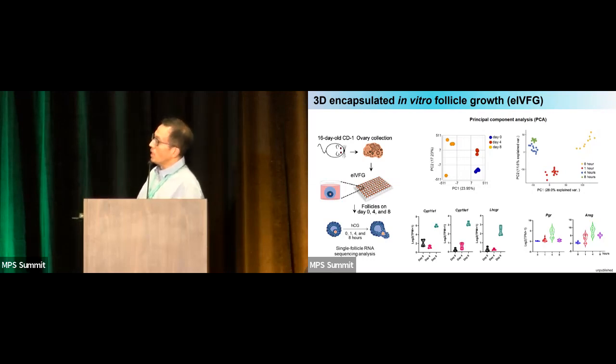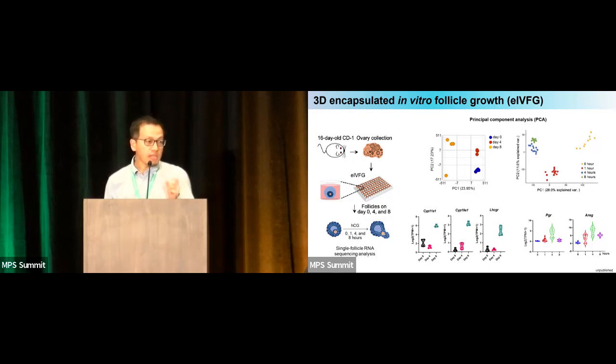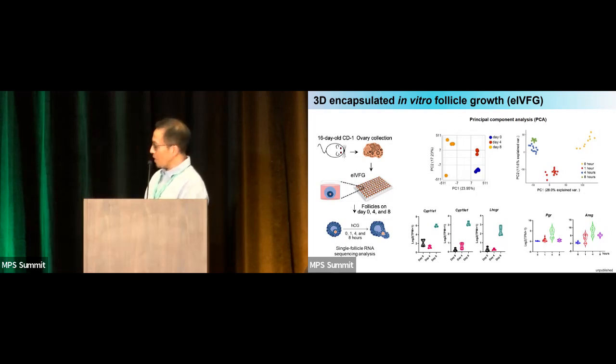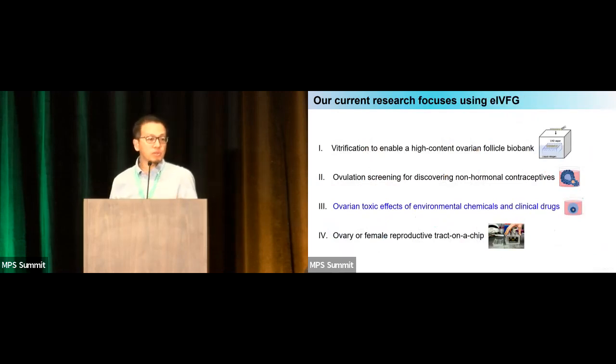Just to use one example, LHCGR is the luteinizing hormone receptor. Before ovulation, the induction of the LH receptor ensures the follicle is responsive to LH, and then it can ovulate. So this result indicates that our mini ovary model can mimic key ovary functions, and we can use this for studying toxicology, biology, and also ovary disease.